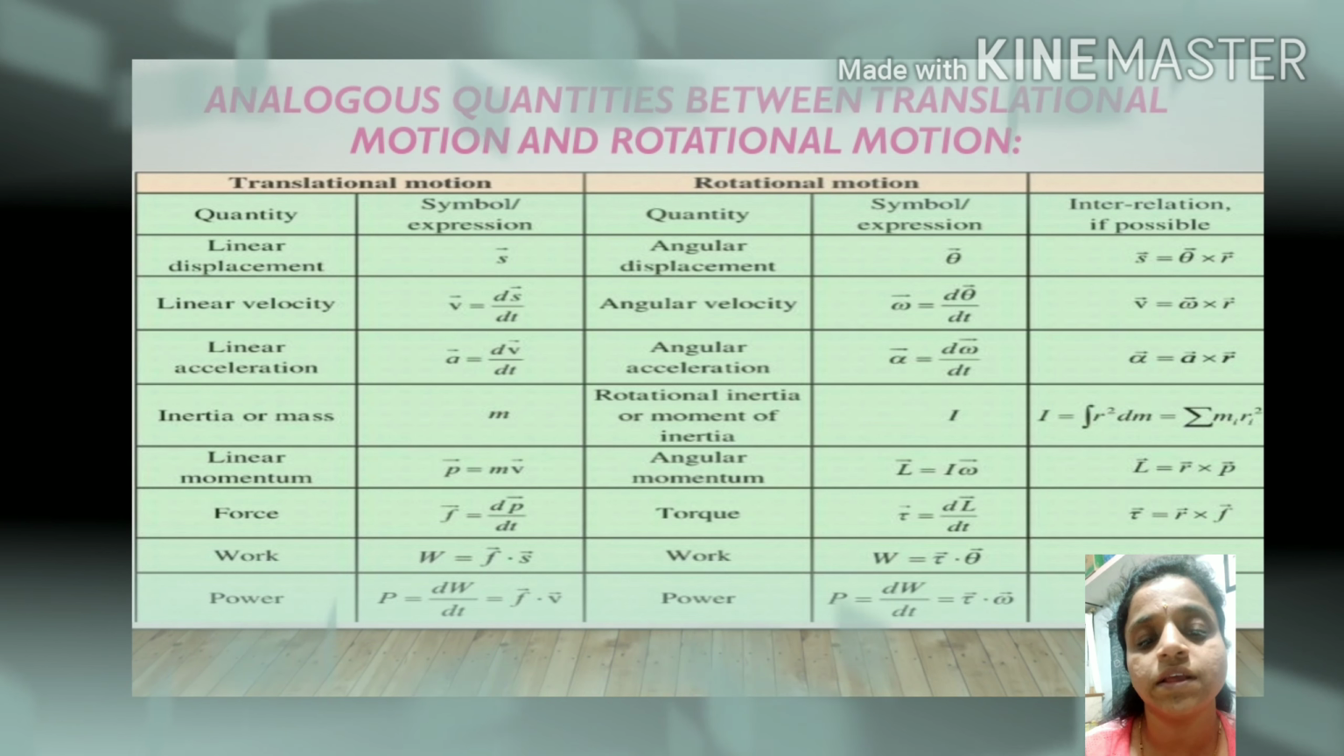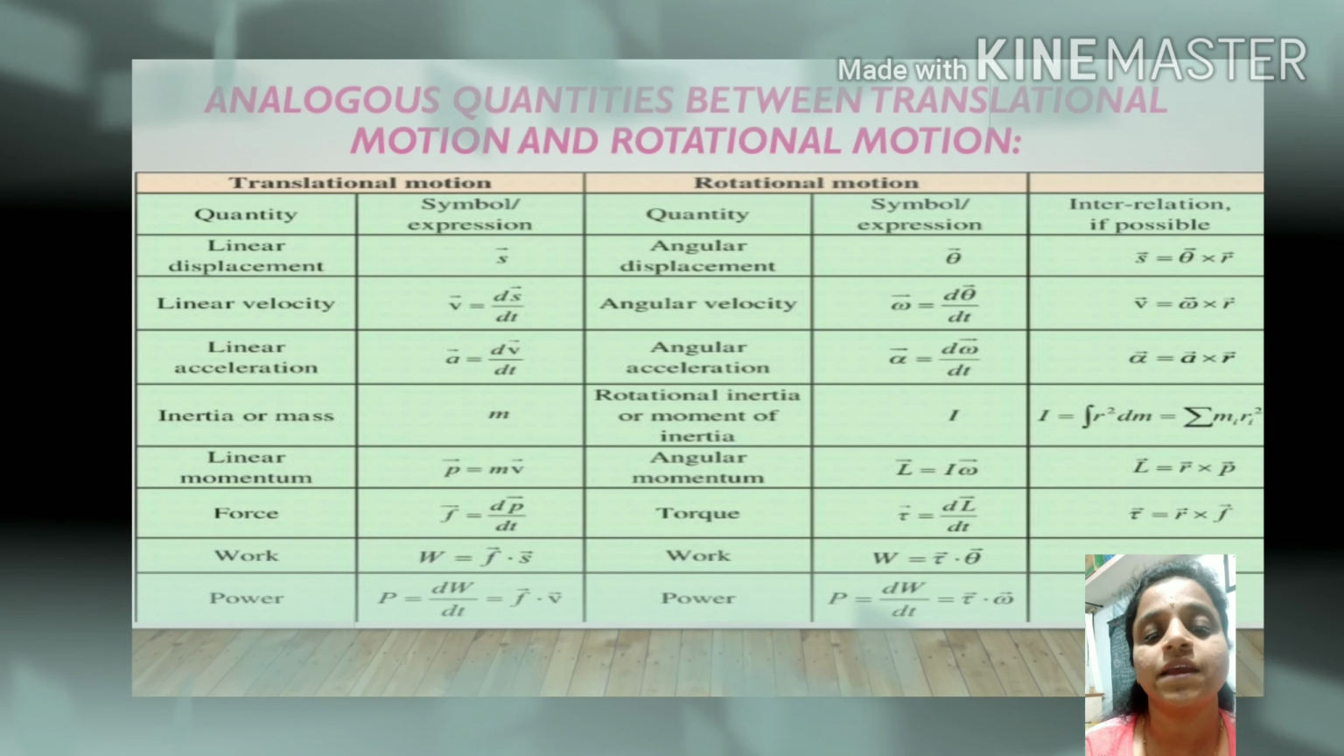Then after, work is there. W is equal to F bar dot S bar. Here dot multiplication is there, vector dot multiplication between the F bar and S bar vectors. See, work is a scalar quantity. Although F and S both are vectors, the dot product gives the scalar quantity W.